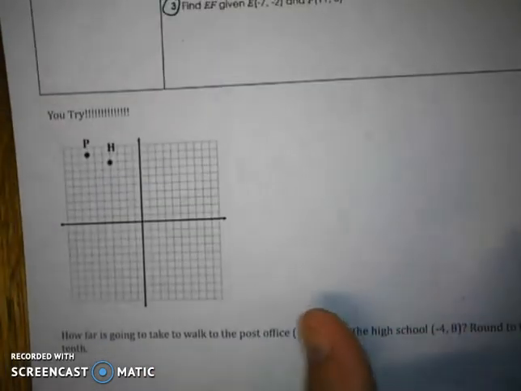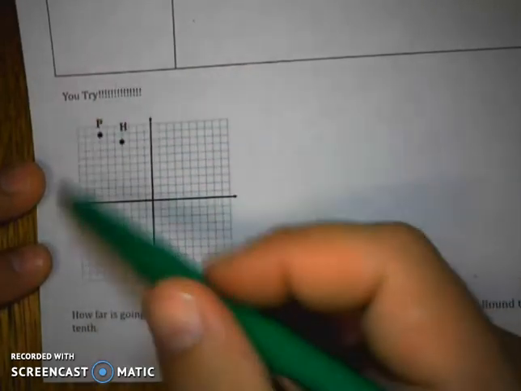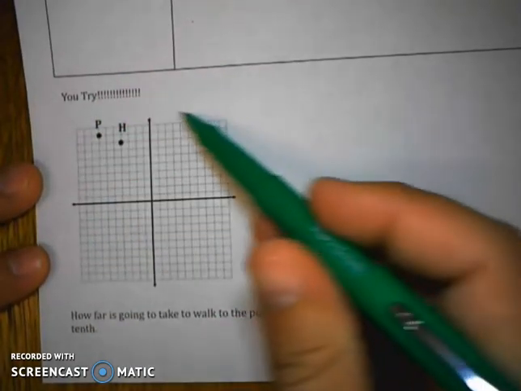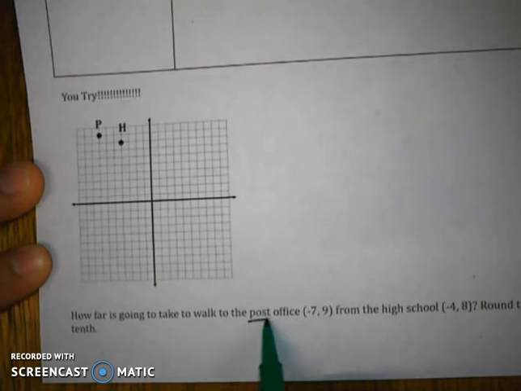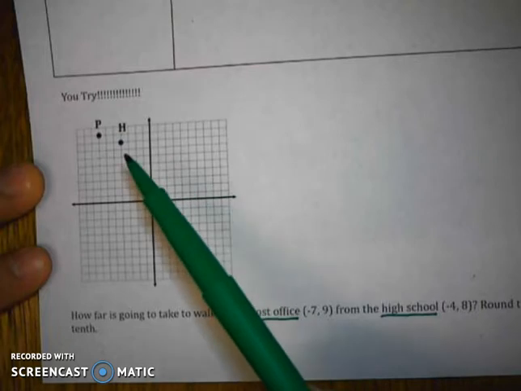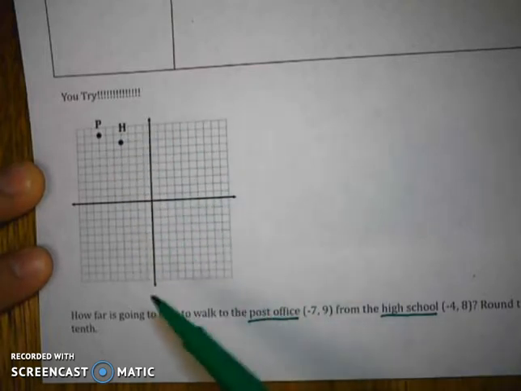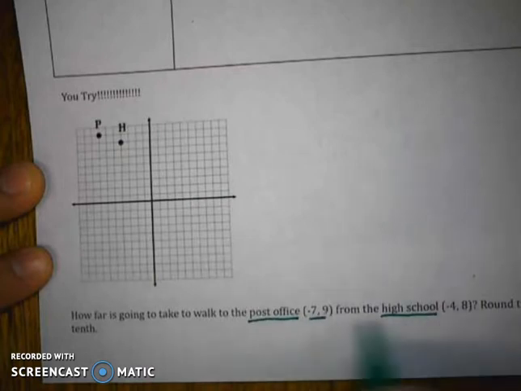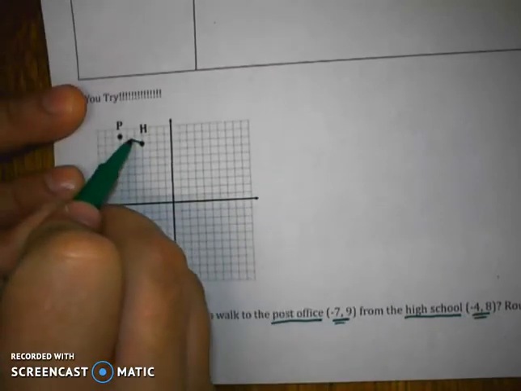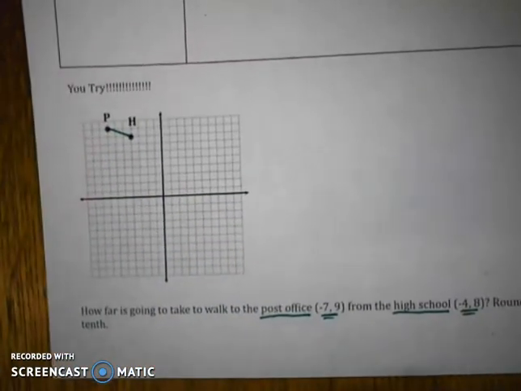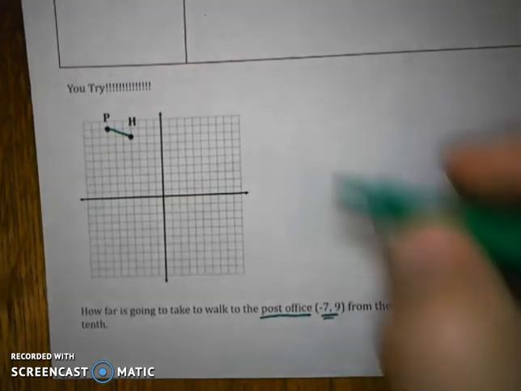Okay? But we're going to look at an application part of this, and I'm going to help you get it set up, and then I'm going to have you do this on your own. So let's pretend this was a map showing you a location of the post office and the high school. Okay, and I've put these on a graph for you this time. Okay, so we've got some map location where these are the 2 locations, and I actually give you those coordinates for each one, and it's asking you how far is it going to take to walk directly to the post office from the high school. If we could walk directly from the high school to the post office like that, how far would that be to walk? And so we're going to apply that distance formula.